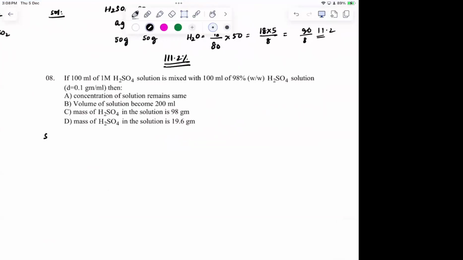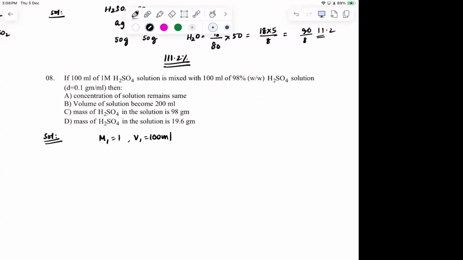If 100 ml of 1 molar H2SO4 is mixed with 100 ml of 98% by weight H2SO4, density given, then what happens to the concentration? These are very simple questions, but while solving them, we often forget one or the other factor. Check out the first one. There are two samples. One is M1, molarity is 1, and V1 is 100.